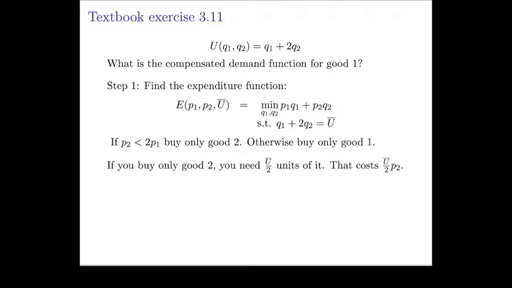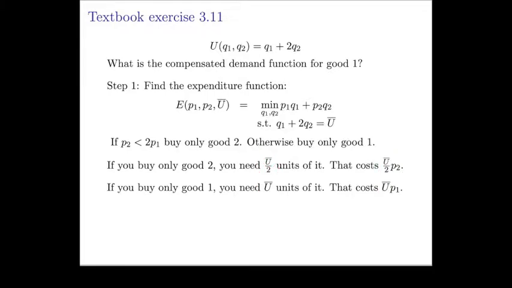So if you only buy good 2, how many units of good 2 do you need to get this target utility level U bar? Well, remember, for every unit of good 2 that you buy, you get 2 units of utility. So by purchasing U bar divided by 2 units, or a half U bar units of good 2, you get 2 times U bar over 2 units of utility, which is U bar. So how much does that cost? Well, it costs U bar over 2 times P2.